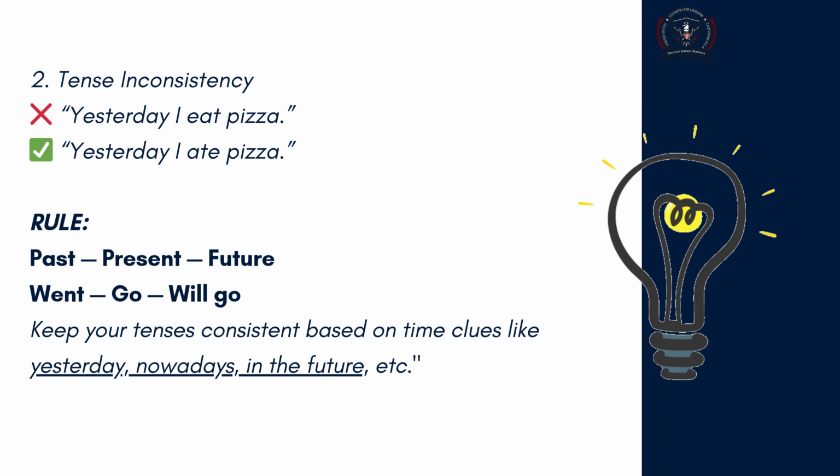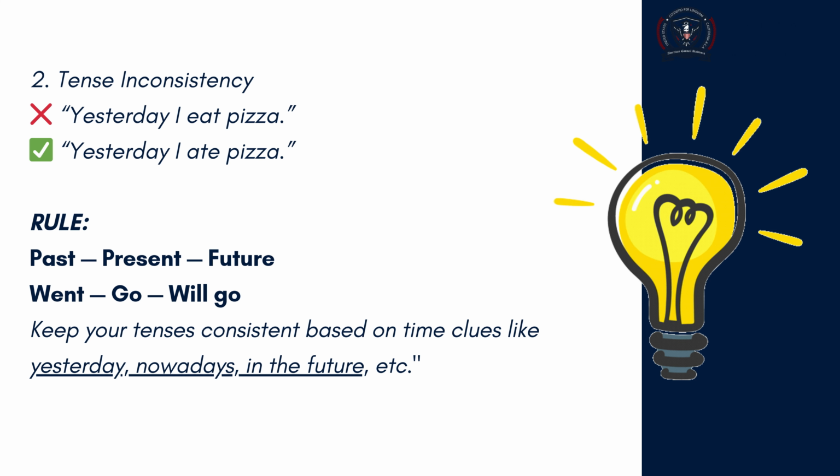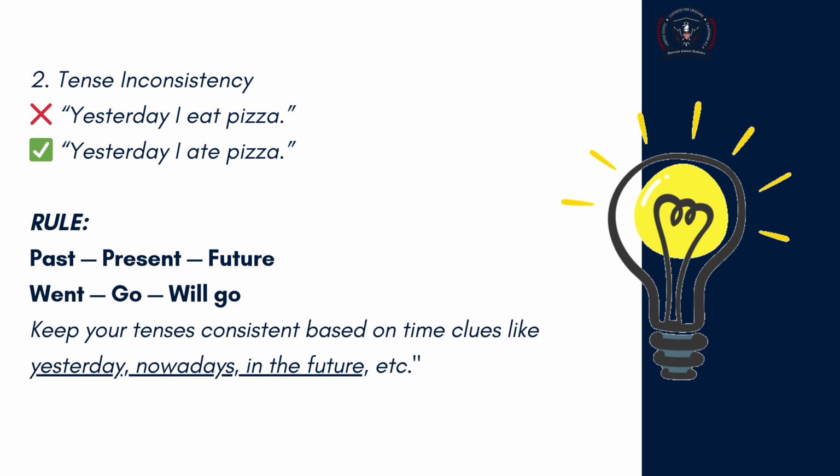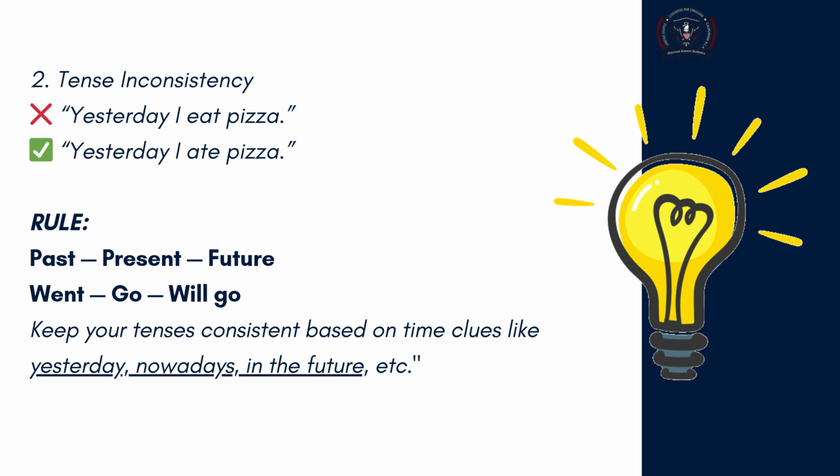Number 2. Tense inconsistency. This mistake screams lack of control to the examiner. Yesterday I ate pizza. Past, present, future with tense examples. Keep your tenses consistent based on time clues like yesterday, nowadays, in the future, etc.